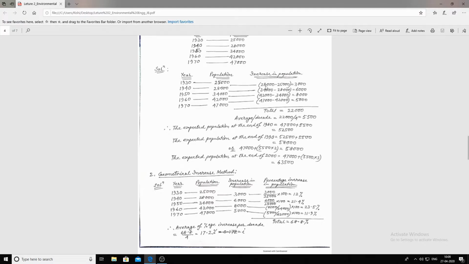Now, increase in population. How to calculate? From 1930 to 1940, within the span of 10 years, the population increase is 28,000 minus 25,000 is equal to 3,000. Similarly, from 1940 to 1950, within the span of 1 decade, the population has increased from 28,000 to 34,000, that is the increase in population is 6,000.